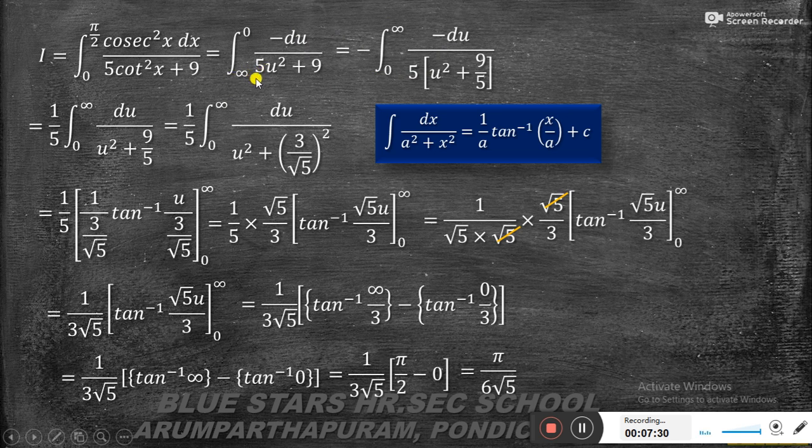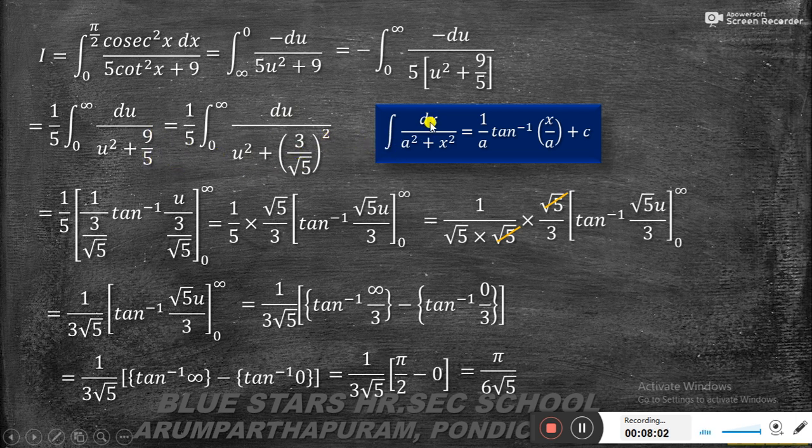Next, again there is 1 by minus du by 5. We take the 5 outside: 5 of u square plus 9 by 5. We take the 5 from this factor, so 5 into u square plus, there is no 5 in the second term, so we divide by 5, so 9 by 5. In the next step, 1 by minus into minus is plus. So 1 by 5 integral 0 to infinity du by u square plus 9 by 5. In the next step, 1 by 5 integral 0 to infinity du by u square plus, 9 by 5 we will write as 3 by root 5 whole square.